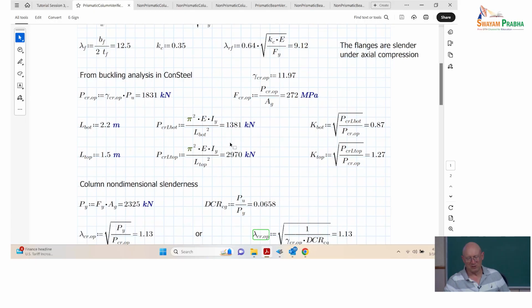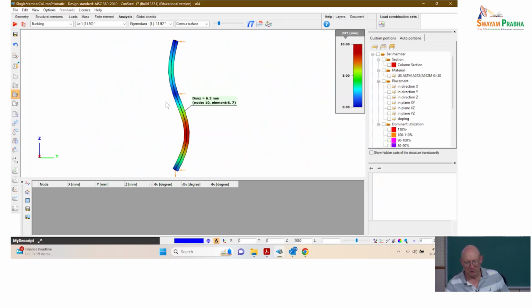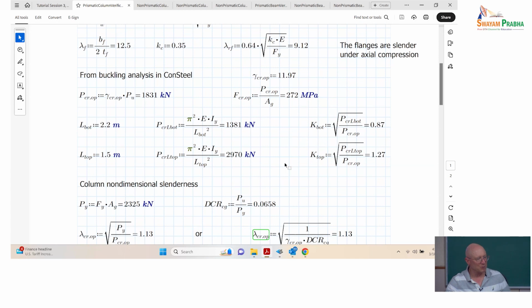All right, so now just to get a feel for where we are, remember we've got two unbraced lengths in this column. The bottom unbraced length is 2.2 meters, the top unbraced length is 1.5 meters. If we go back and look at our model in Consteel, you can see that the bottom for this loading has a little more deflection in the buckled mode. The top is tending to restrain the buckling of the bottom, similar to one of the examples that Balint was walking us through yesterday, right?